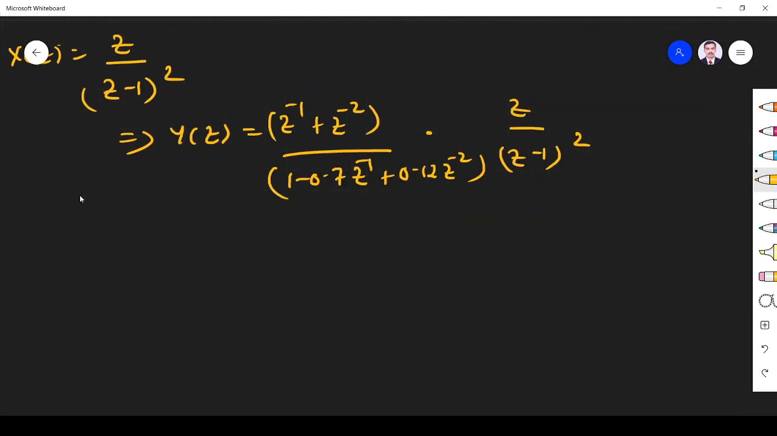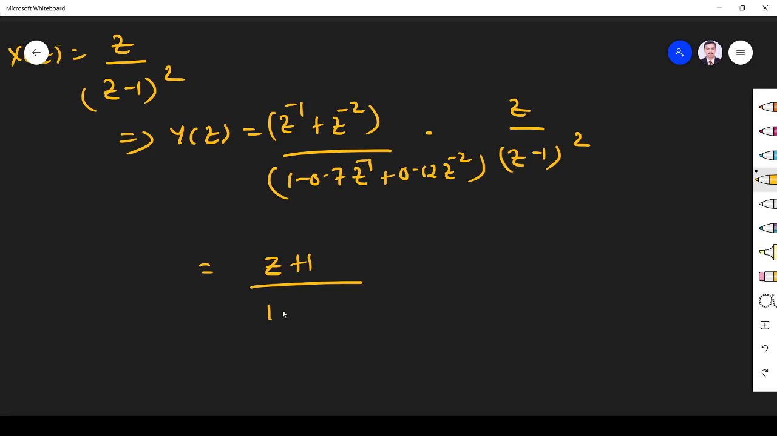Okay, so I simplify it. If you multiply with z here, it will become z plus 1. Z into z power minus 2 gives z power minus 1. So I can write it as z plus 1 divided by, okay.